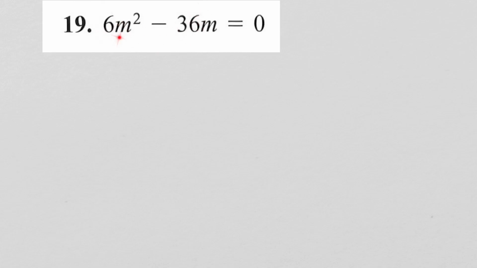Again, we have a common factor. These are both divisible by 6 and by m. So you take that out, and you're left with an m minus 6. This 6 does not contribute to the solution, but this m does. That's going to give us an m is equal to 0, and this is going to be positive 6 over 1.